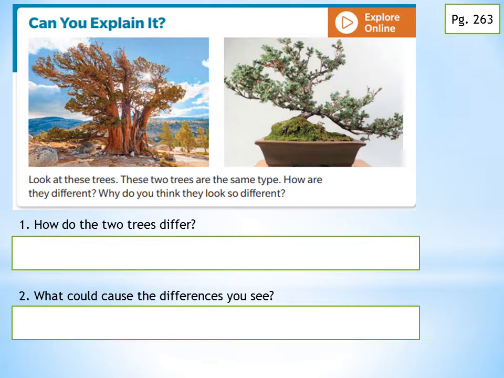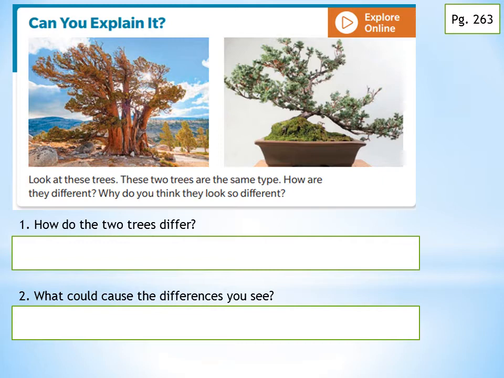Now, my little scientists, I want you to open your books on page 263. Look at these trees. These trees are the same type. How are they different? Why do you think they look so different? I want you to record your thoughts without worrying about knowing the correct answer. Your ideas might change as you work through the explorations and hands-on activities.